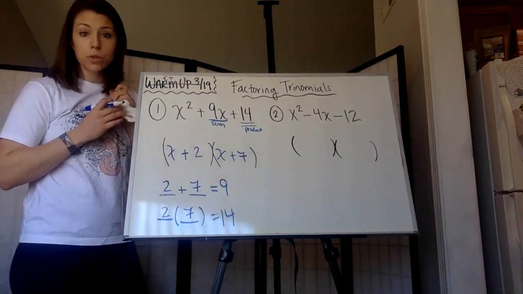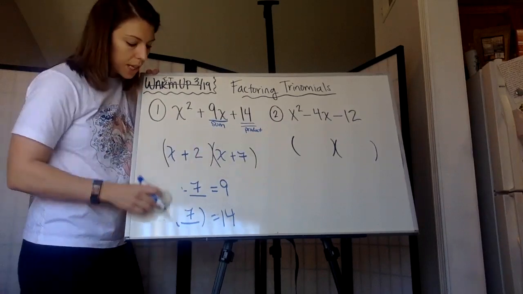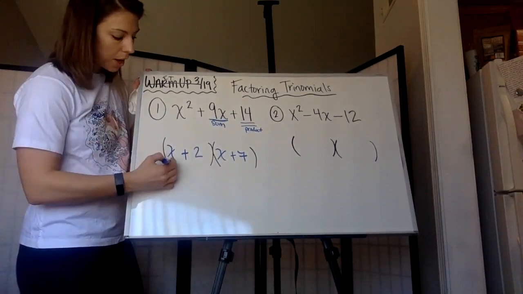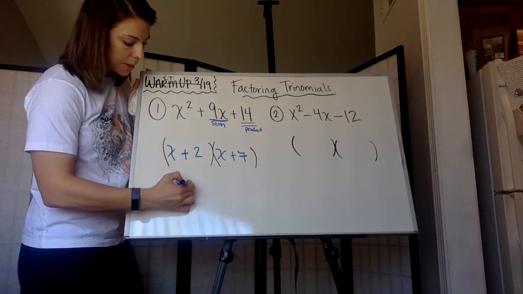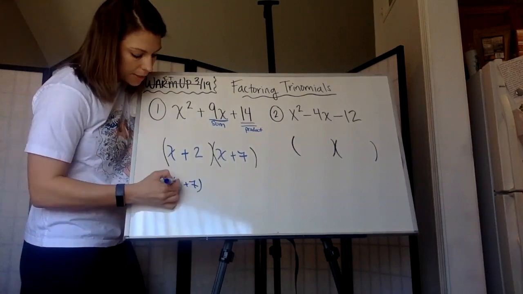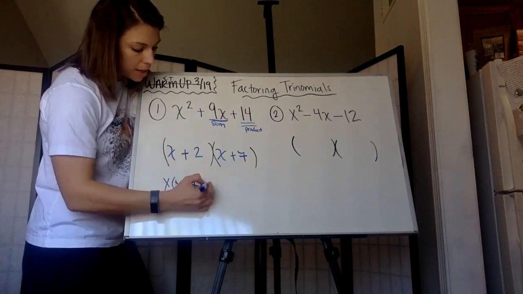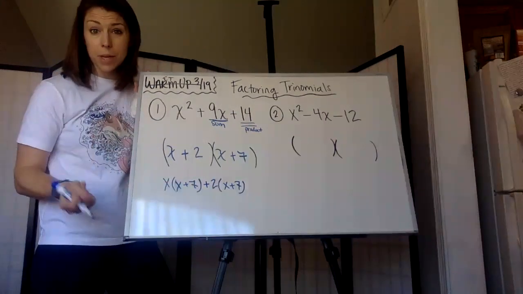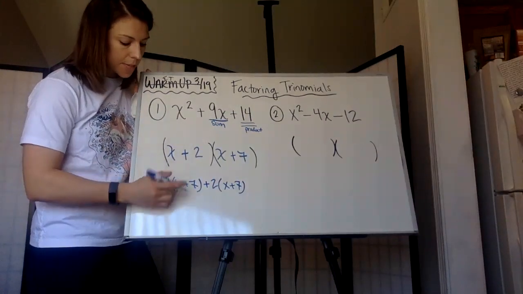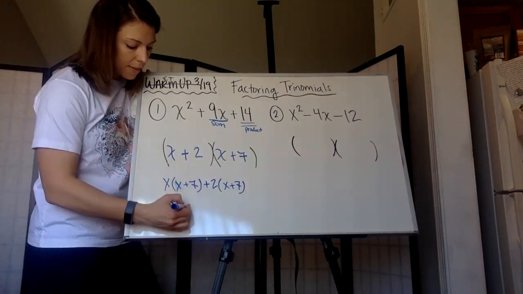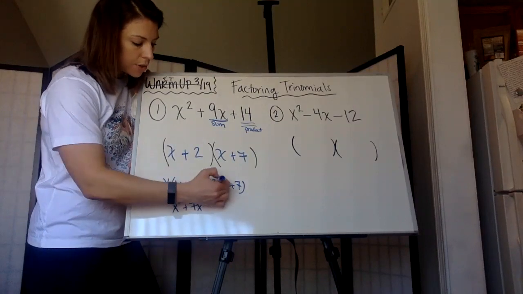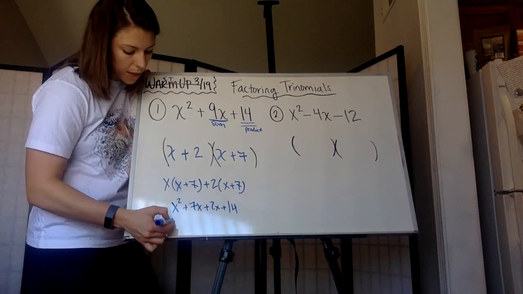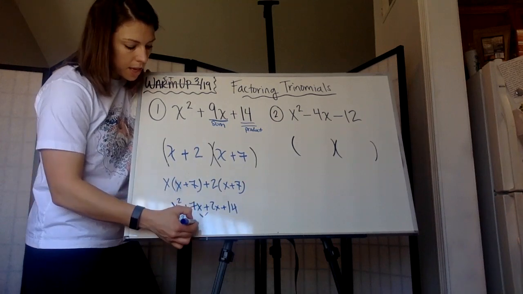So before I go on to the next one, I'm just gonna really quick multiply to check. And I'm gonna do double distribute to multiply to check. So here we go. X times x plus 7. I just took the first term, multiplied, plus 2 times x plus 7. I'm going to do this a little bit quick just because of the amount of time. X times x is x squared. X times 7 is 7x. 2 times x is 2x. 2 times 7 is 14. Combine like terms, you get x squared plus 9x.